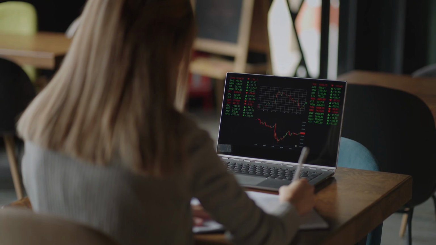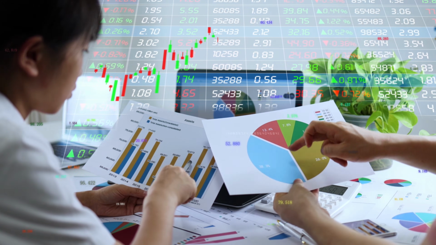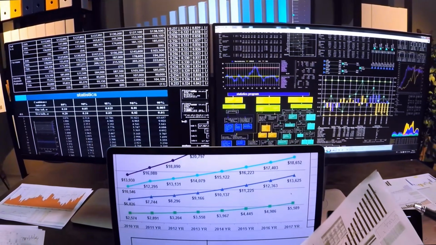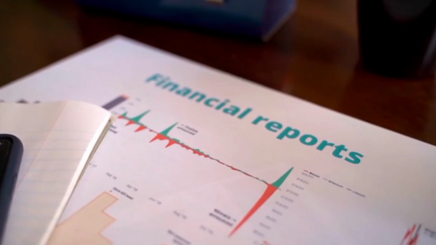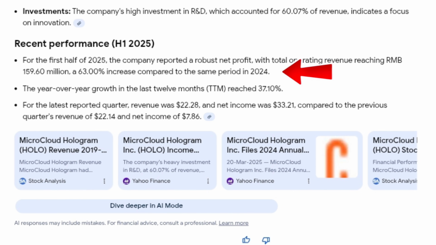One reason Microcloud stands out from other emerging quantum companies is the fact that it actually has strong and growing financials. This is extremely rare for a small-cap tech company in an emerging field. In the first half of 2025, Microcloud reported operating revenue of 159.60 million renminbi, marking an incredible year-over-year increase of 63%. Their trailing 12-month revenue growth reached 37.1%, showing consistent demand for their solutions.